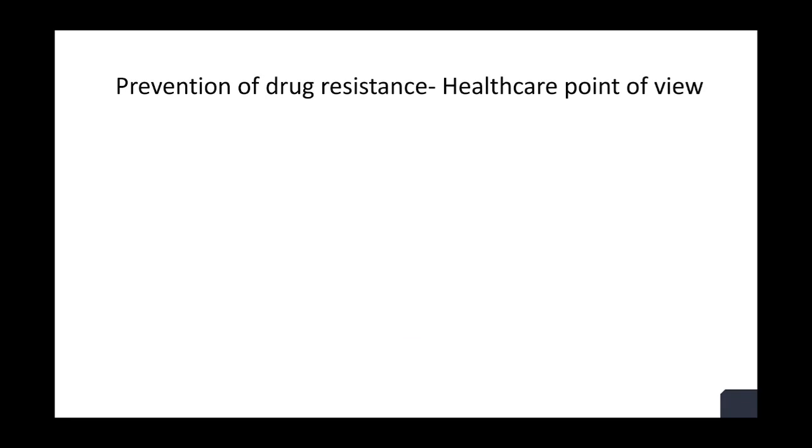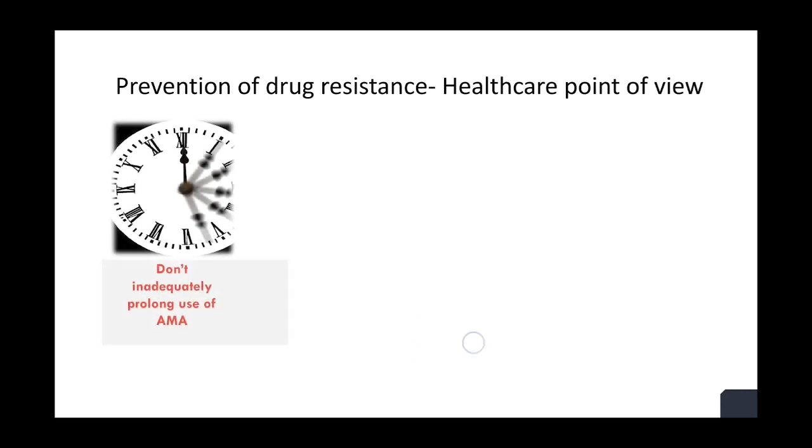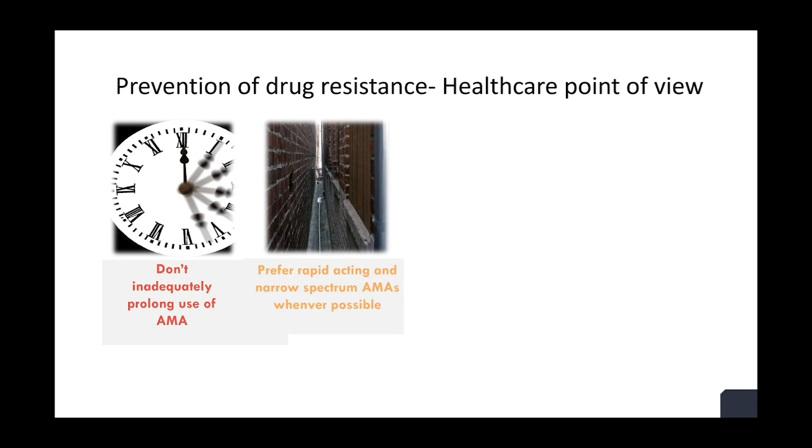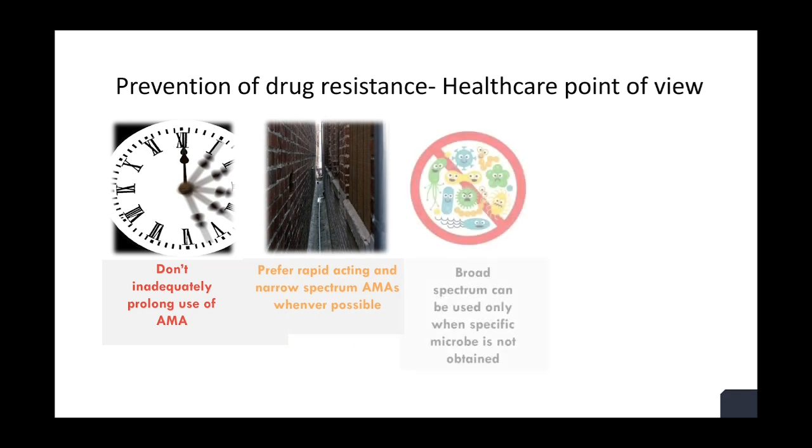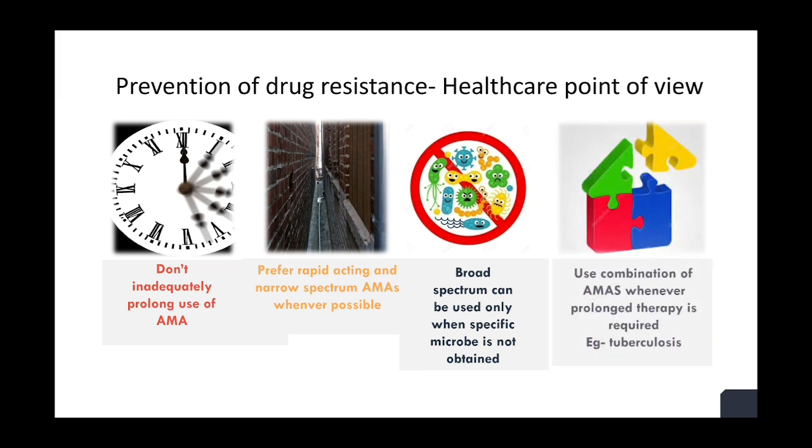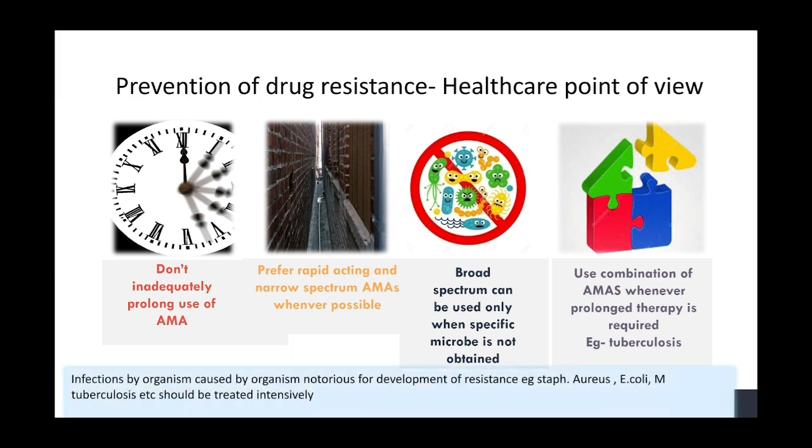Now, how can you reduce or prevent drug resistance? Don't inadequately prolong use of antimicrobial agents. Prefer rapid acting and narrow spectrum antimicrobial agents whenever possible. Broad spectrum should be used only when a specific microorganism is not obtained. Use a combination of antimicrobial agents whenever prolonged therapy is required. In case of tuberculosis, we use multiple drugs, that is isoniazid, rifampicin, ethambutol, and pyrazinamide. So this type of combination should be used for prolonged treatment regimens.